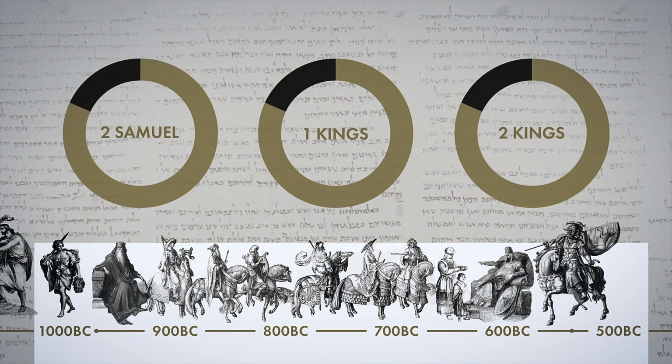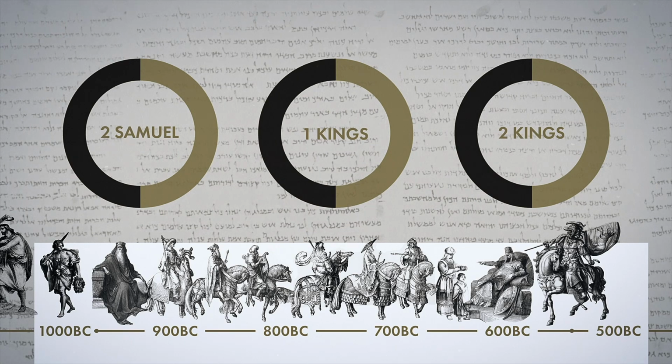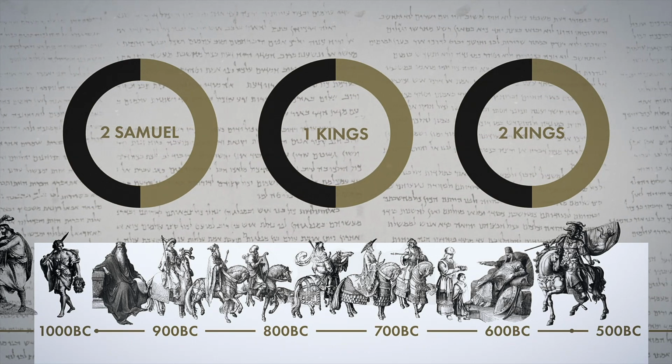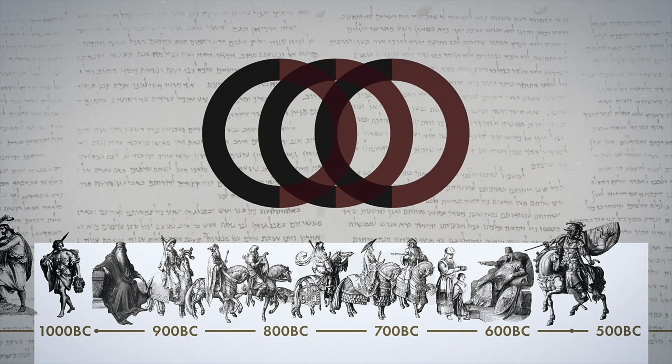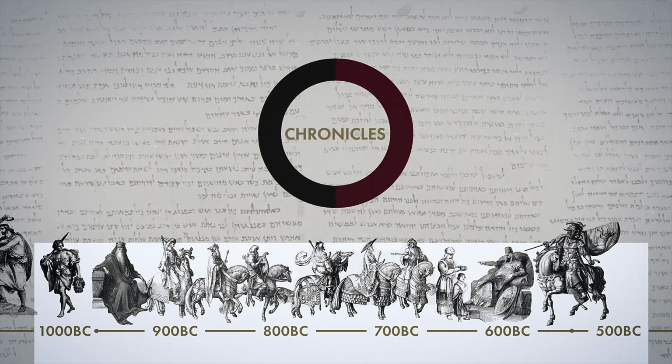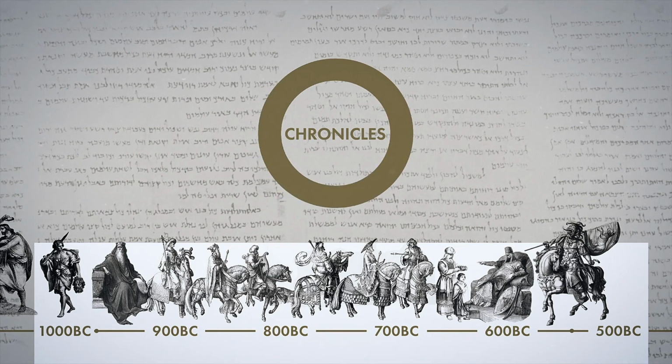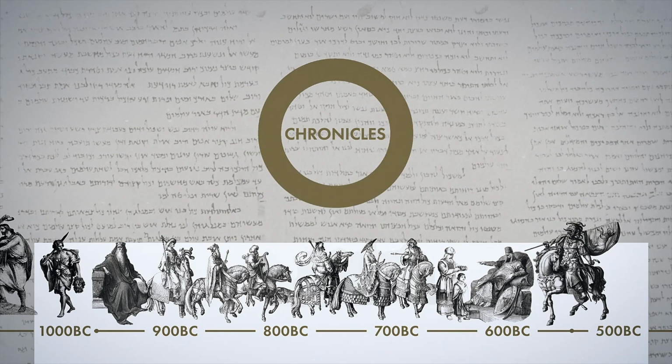In fact, about 50% of the information in Chronicles is already found in 2 Samuel and Kings. The other 50% of new information, paired with the editing choices of Chronicles' author, allow us to see the book's theological insight, the purpose for which it was written.